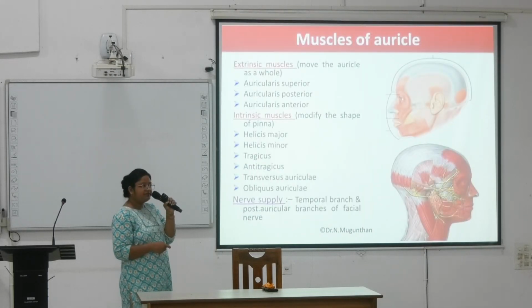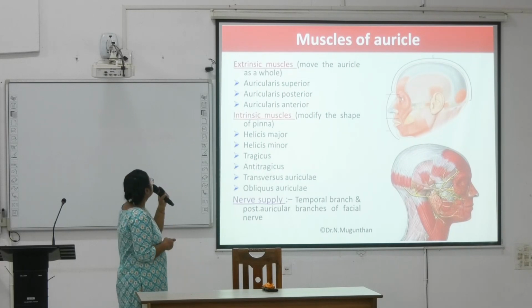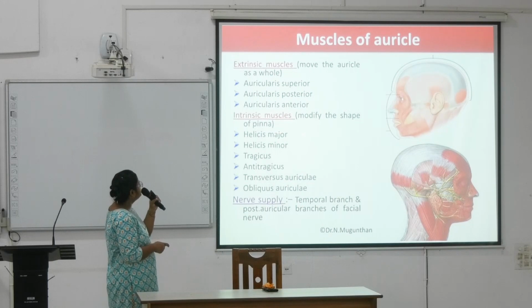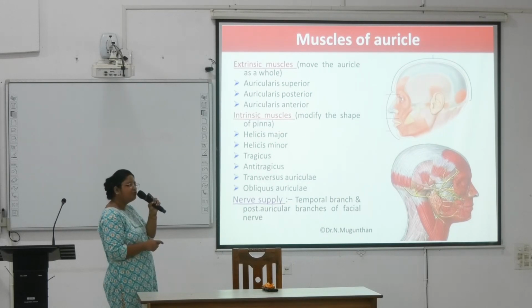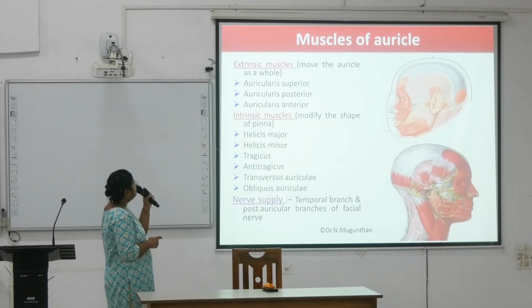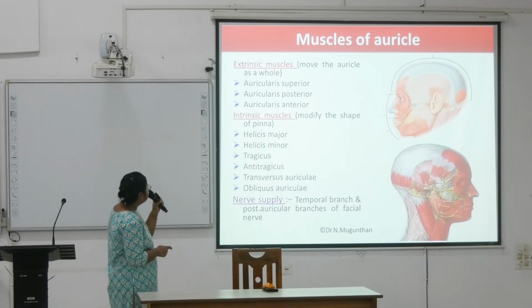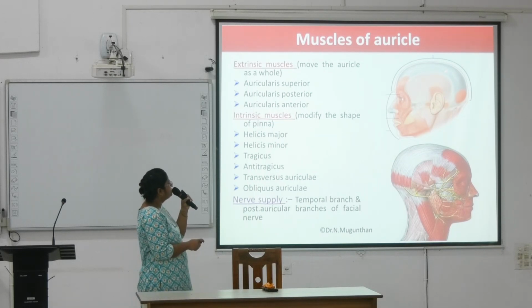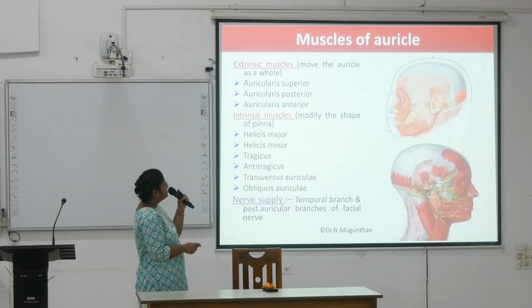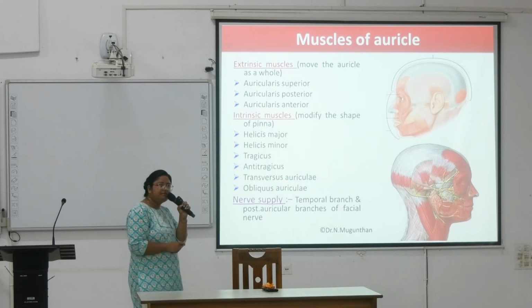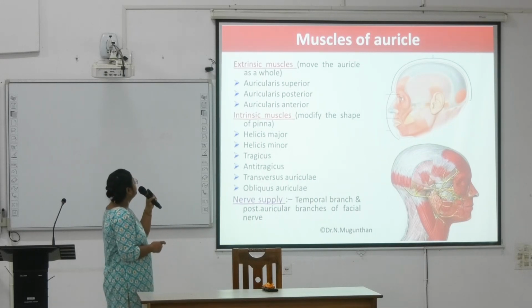Next, we go to the muscles of the auricle. They have extrinsic muscles and intrinsic muscles. Extrinsic muscles move the auricle as a whole. These are three muscles: auricularis superior, auricularis posterior, and auricularis anterior. Here you can see auricularis superior, here is auricularis posterior, here is auricularis anterior. These are the three muscles of the auricle. Extrinsic muscles help in moving the auricle.